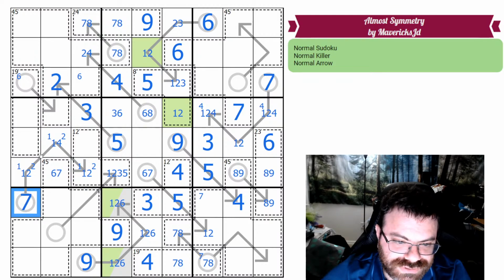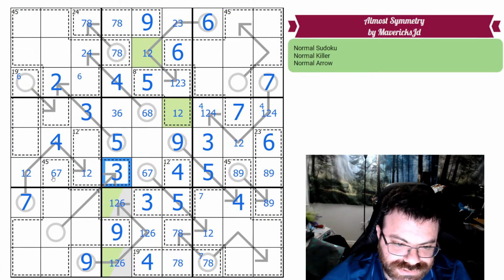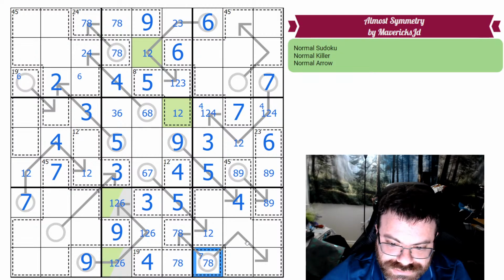So this is 7. This is 4. This is 3. This is also 7. These have to be the same. That puts the 7 here. Yes. That's an 8. More progress. That's good. What can this be?